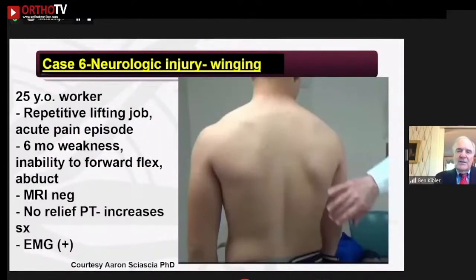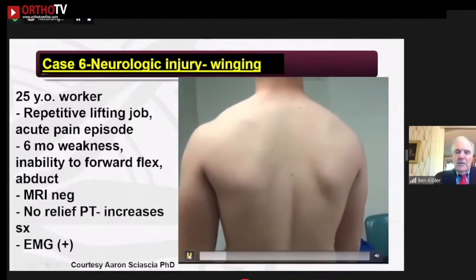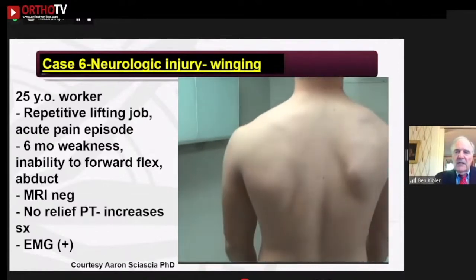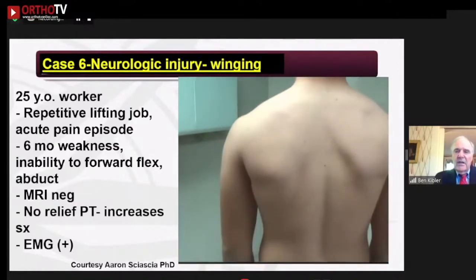And one final case. This is something that we see not commonly, but this is a 25-year-old worker with a repetitive lifting job, 6 months of weakness, and he once again cannot raise his arm. Very, very limiting condition because he cannot raise his arm. Once again, you'll see the huge amount of scapular dyskinesis, inferior medial border prominence. He cannot raise his arm above 90 degrees. Every other muscle in his body is normal except for the serratus anterior. He had an EMG that's positive for that.